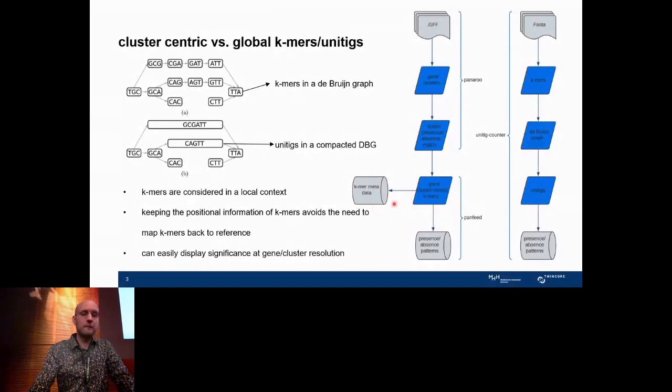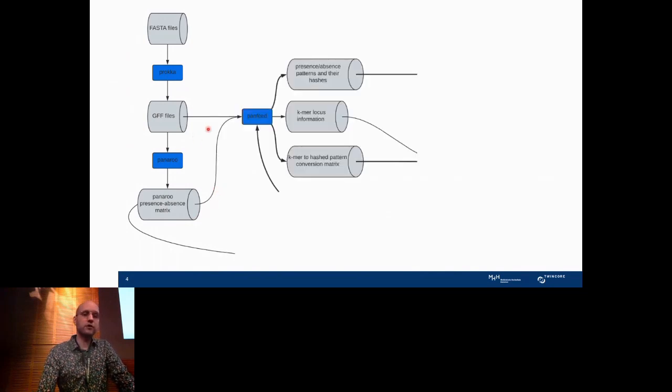In a bit more detail, the workflow would be: we start out with our genomes, annotate them using, for example, Prokka, and input the annotated genomes into Panaroo to get our gene cluster presence-absence matrix. That and the annotated genomes can be input into PanFeed, and PanFeed then produces 3 files. One containing the k-mers and the locus information, one containing the presence-absence patterns and their hashes, and one file that is basically a conversion matrix that correlates these 2 files.